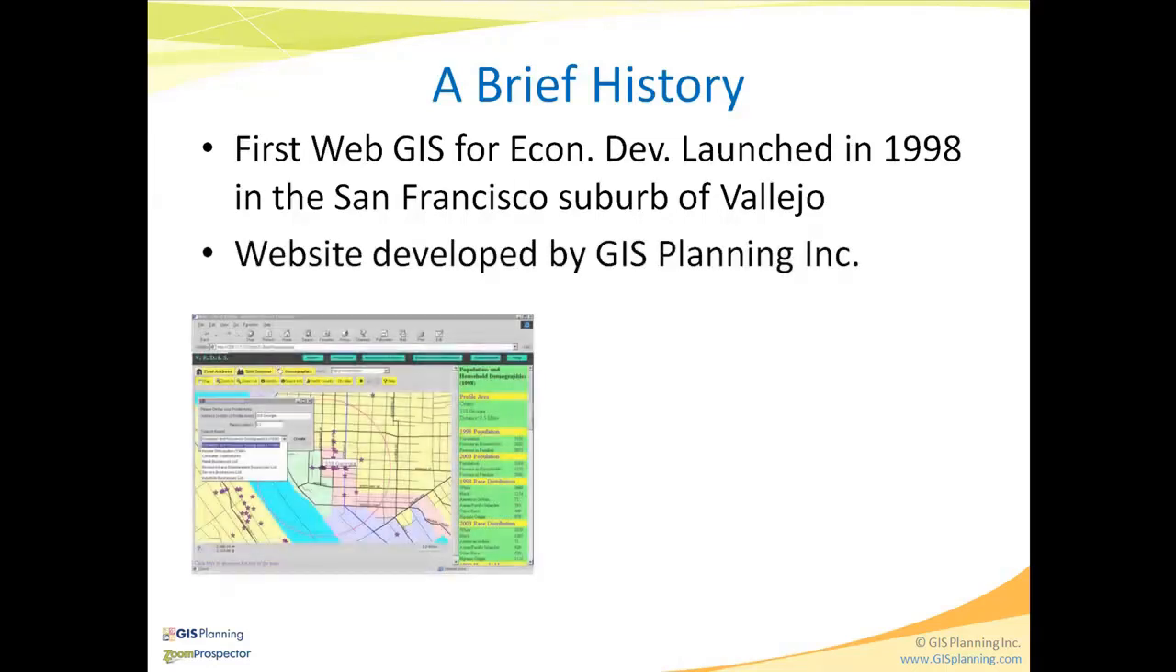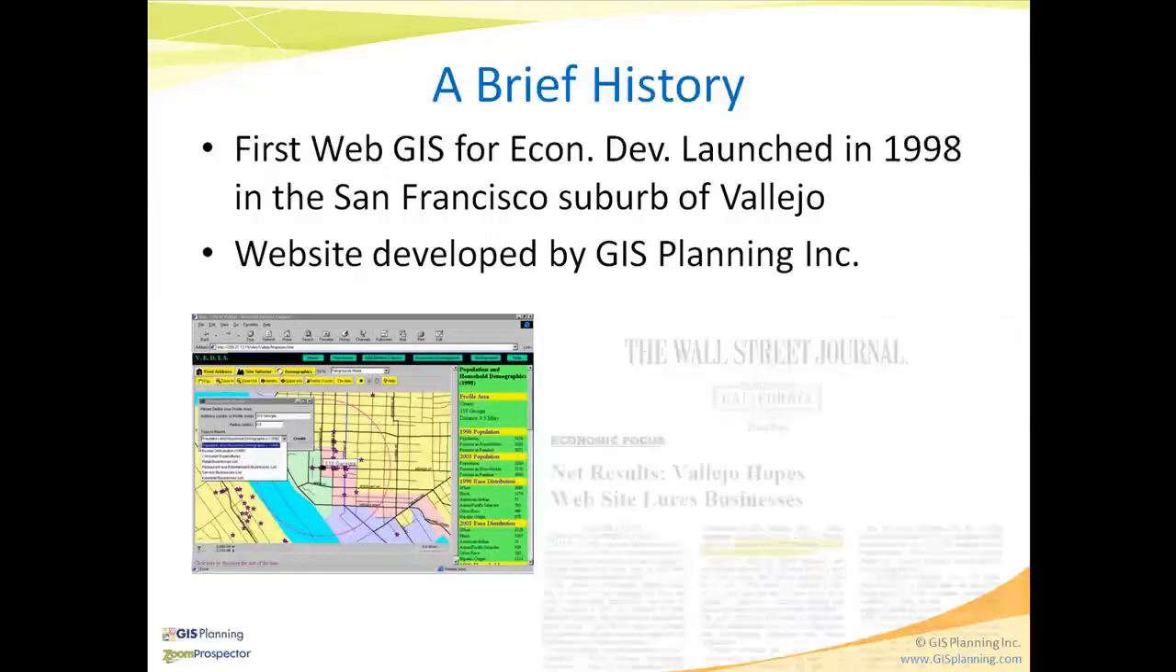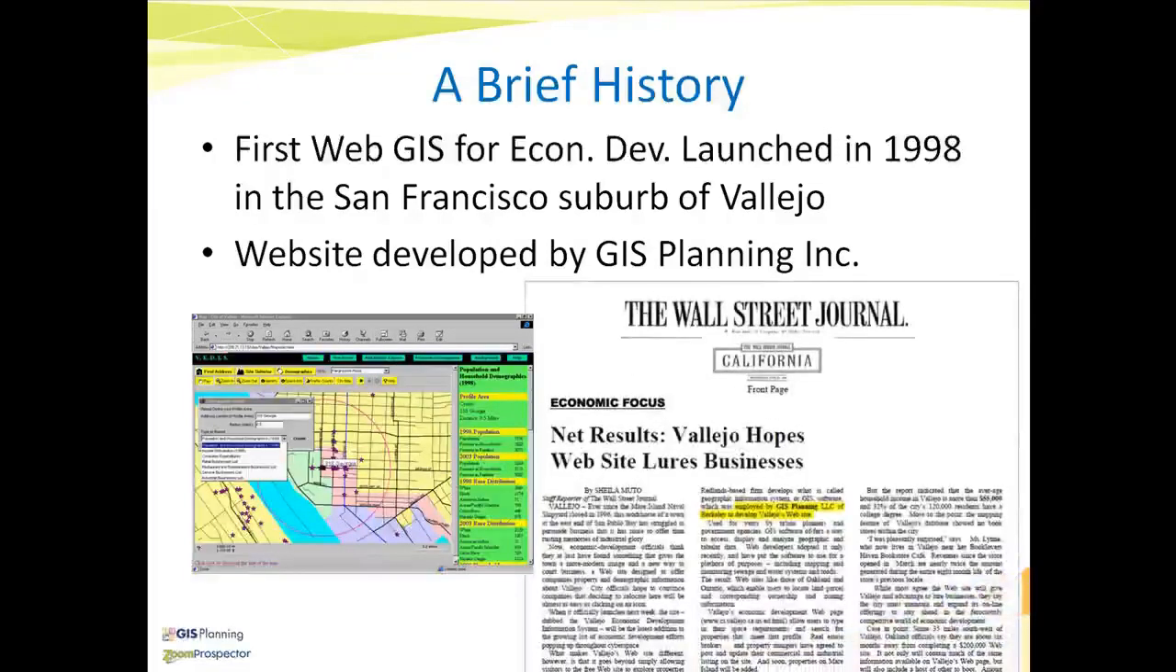And that website was developed by GIS Planning. This is actually an image of that website. And when it launched, it was recognized in the Wall Street Journal, which brought a lot of attention to the program. Looking at the website now, it's obviously much less sophisticated than the modern web tools that are available today. However, many of the core features and ideas have continued to live on and are what's present in modern-day web-based GIS for economic development.